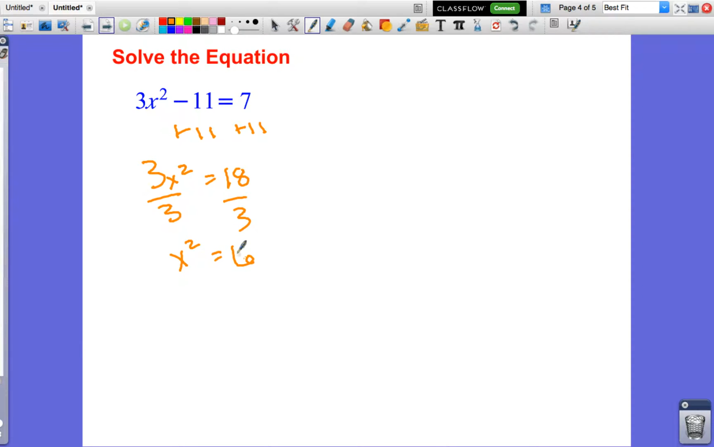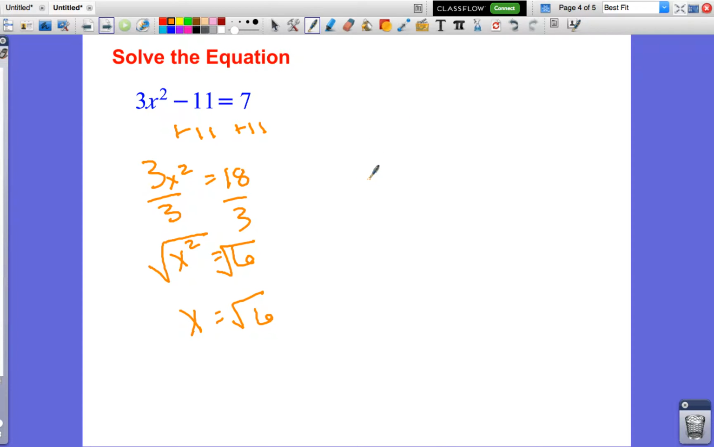x squared equals 6. And now I can cancel out this exponent by finding the square root. So I have x equals the square root of 6. Well, the square root of 6 is not a perfect square. I don't have a whole number where if I multiply it by itself, it is going to give me 6. So what I can do from here is approximate. I can make a strong estimate as to what the square root of 6 is.